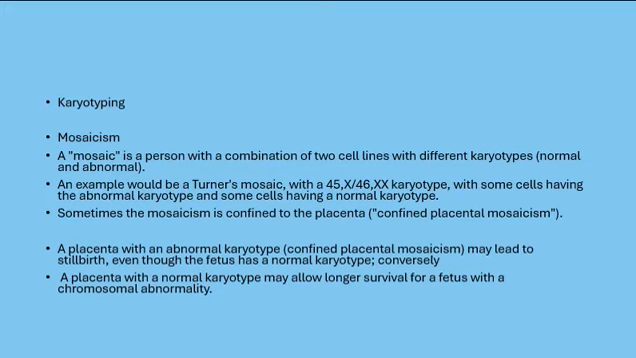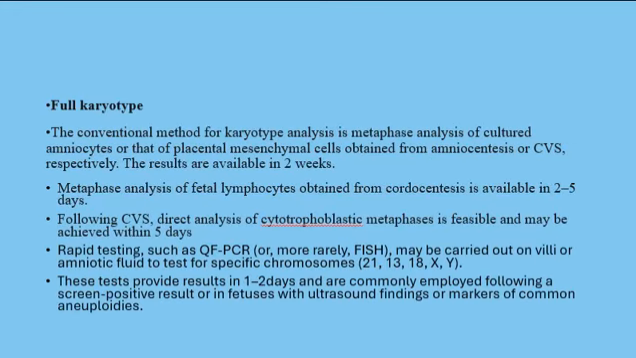Full karyotype. The conventional method for karyotype analysis is metaphase analysis of cultured amniocytes or that of placental mesenchymal cells obtained from amniocentesis or CVS, respectively. The results are available in 2 weeks. Metaphase analysis of fetal lymphocytes obtained from cordocentesis is available in 2 to 5 days. Following CVS, direct analysis of cytotrophoblastic metaphases is feasible and may be achieved within 5 days.